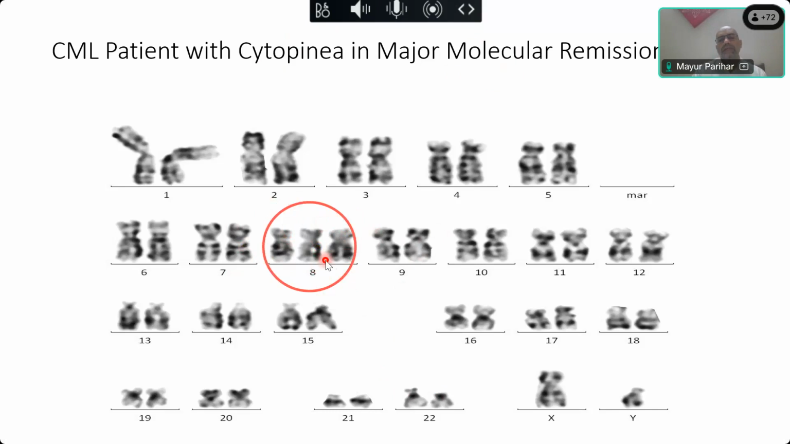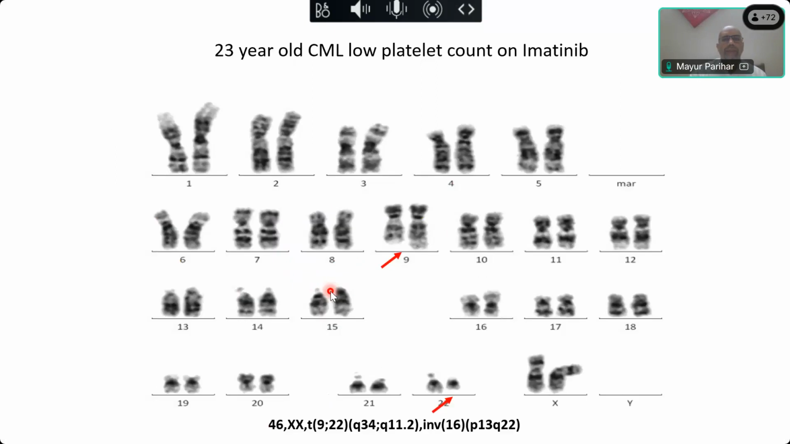So what we are dealing with here is an elderly patient with CML on imatinib, in major molecular remission, coming with cytopenia. You do a karyotype and you find a trisomy 8, which can be seen in myelodysplastic syndrome. So this patient was actually having an MDS, and that was responsible for the cytopenia. So he was put on alternative treatments and then he started responding.